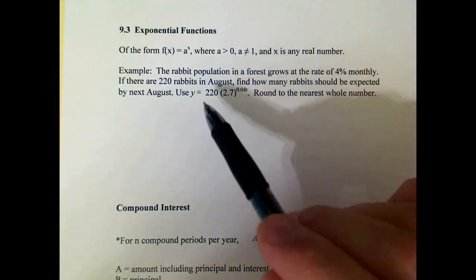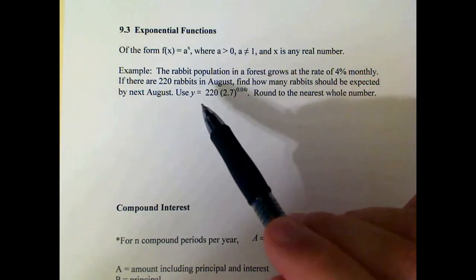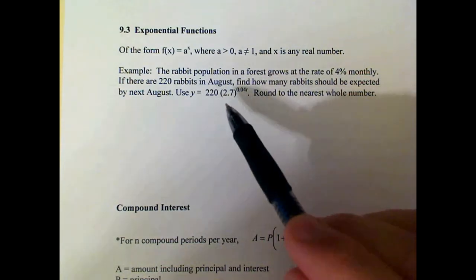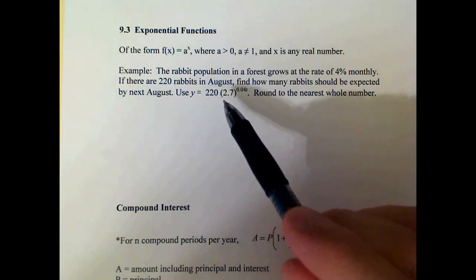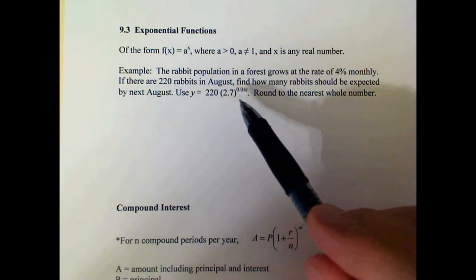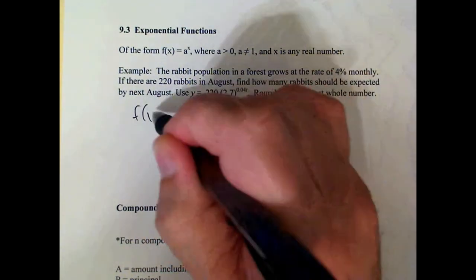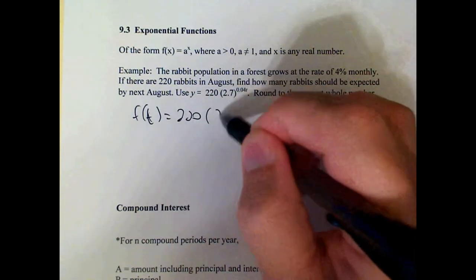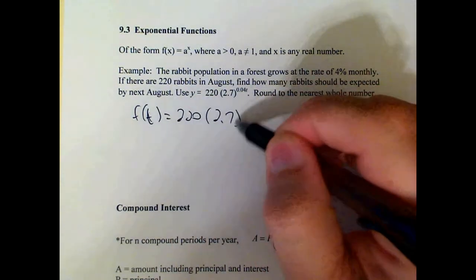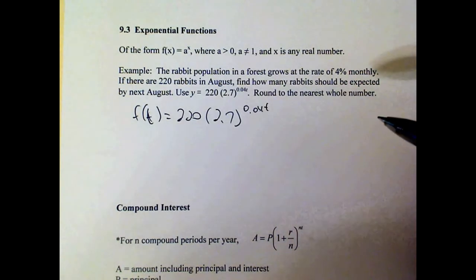For example, if you look at this example I have right here, you'll see a bunch of information about rabbits. But here's the basic function. It says use y equals 220 parentheses 2.7 to the 0.04t. I easily could have written it as alpha, in this case alpha of t equals 220 times 2.7 to the 0.04t if you want to write it in function notation. Either way.